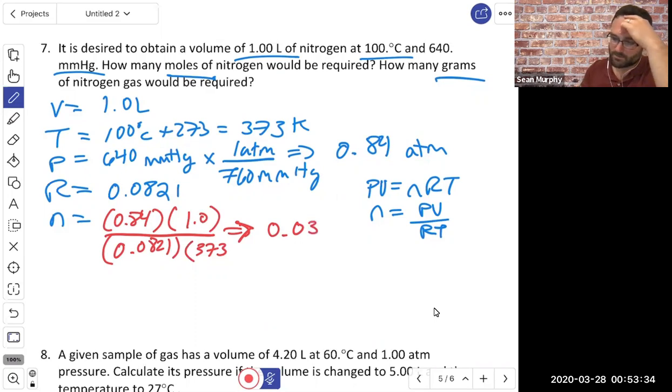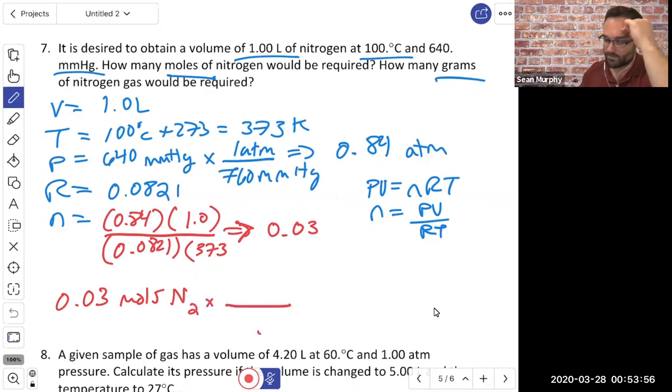Now, we just answered the first one. Let's answer the second part. Let's go moles to grams. 0.03 moles of nitrogen. Remember, nitrogen is a diatomic. You need to know your super sevens. Moles on top, moles on the bottom. On the periodic table, nitrogen weighs 14. There's two of them, so we're going to say 28 grams.